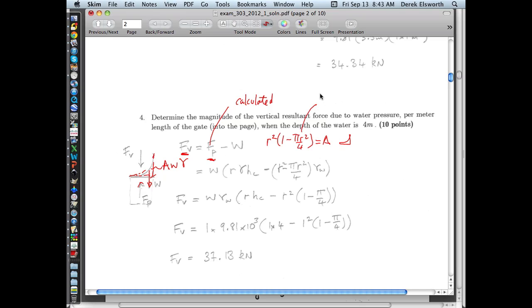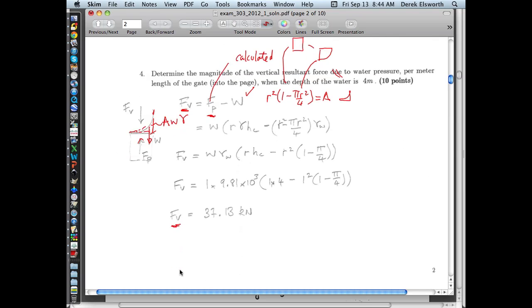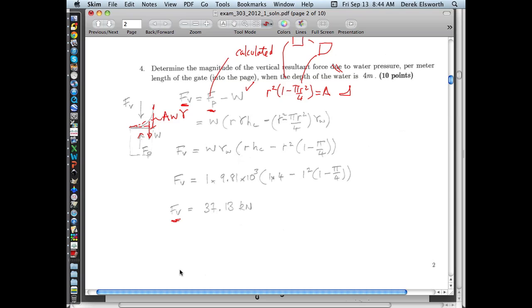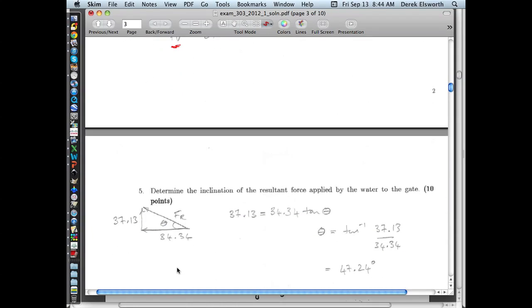And this is the area of the circle, and this is the area of the square. So this minus that equals this, right? And so by summing those, we now know what this is, because it's the volume times the unit weight. And we end up with a vertical force that we have applied. So it was a bit more complicated than I wanted. That's why there were bonus points attached to it, and that's why people had as long as they wanted to do it. But anyway, we have a magnitude of this resultant force.